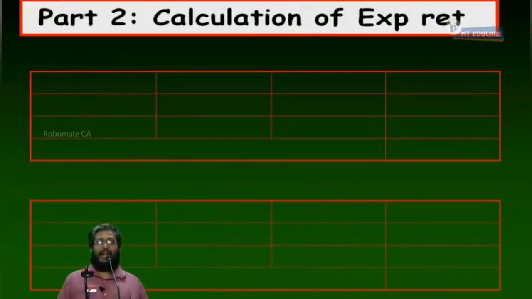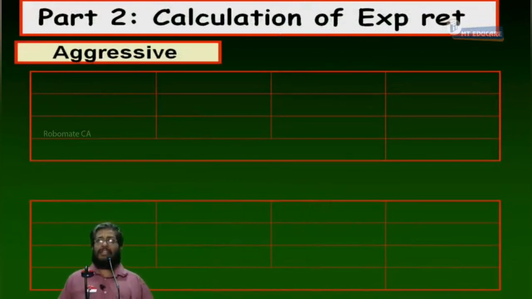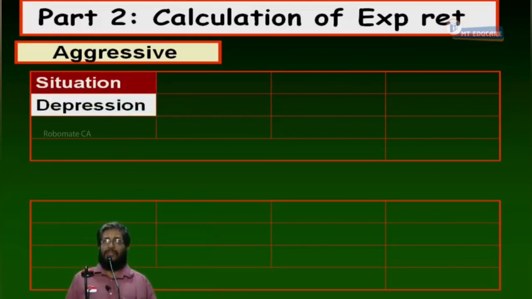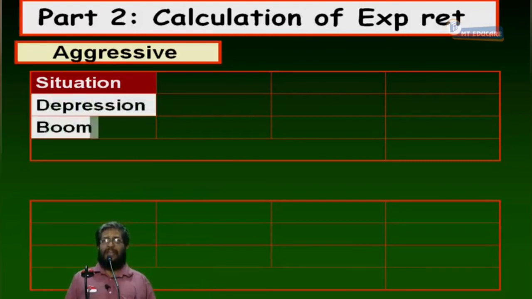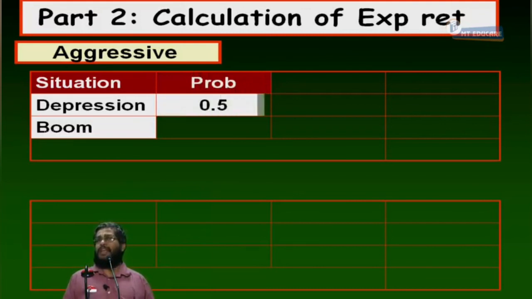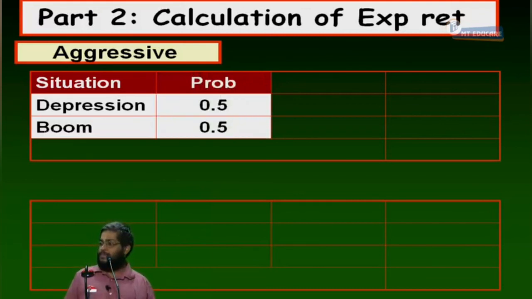Calculation of expected return. We'll do it together. At first, the aggressive share. The word expected means what? Weighted average return, yes or no? First write the situation: depression, boom. Probability, what probability? 0.5, 0.5.